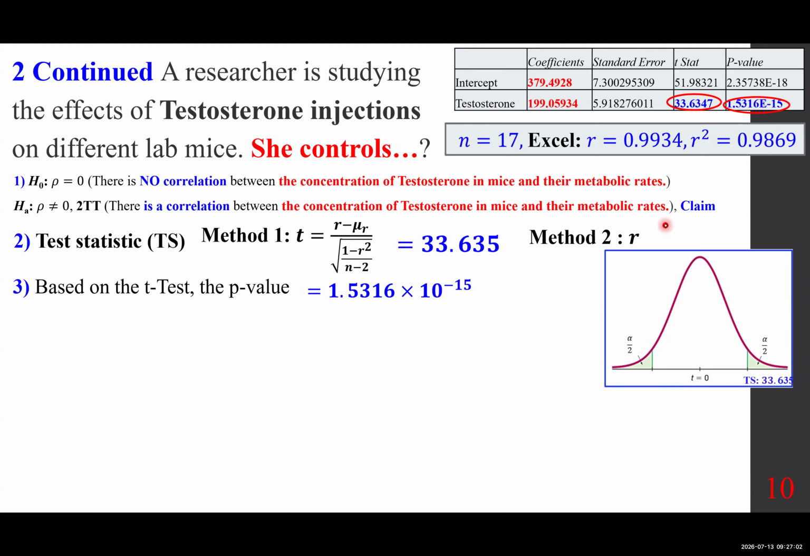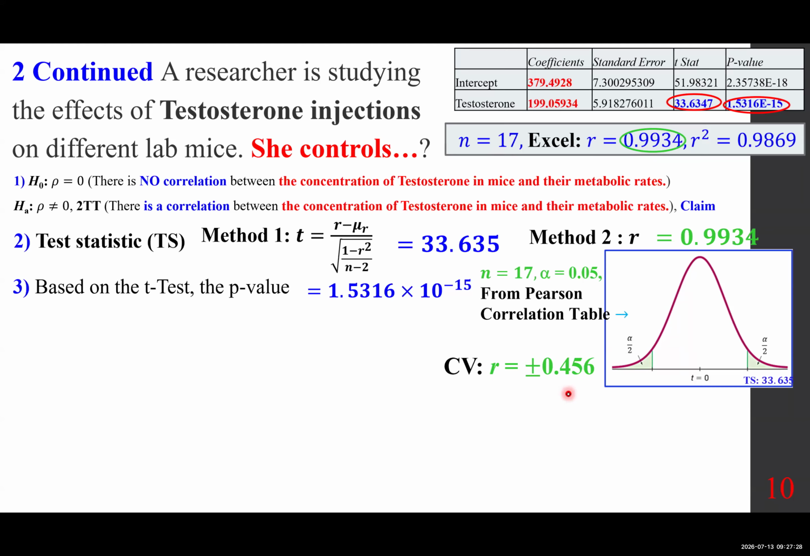Okay? For method 2, R is the choice for the test statistic. We found it to be this number, 0.9934. N is 17, alpha is 0.05. And from the Pearson table, we get plus minus 0.456. This is negative 0.456. This is positive 0.456. This is way into the rejection region, much larger than 0.456.